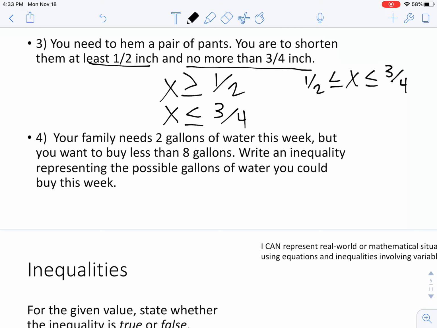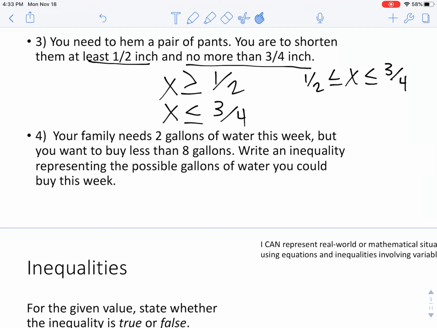Your family needs 2 gallons of water this week, but you want to buy less than 8 gallons. Write an inequality representing the possible gallons of water you could buy. So family needs 2 gallons of water, but we want to buy less than 8 gallons. So we know our family needs, so x is going to be greater than or equal to 2. We need at least 2 gallons. And then x is going to be less than 8. We're going to buy less than 8 gallons.